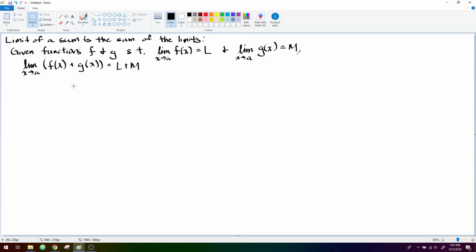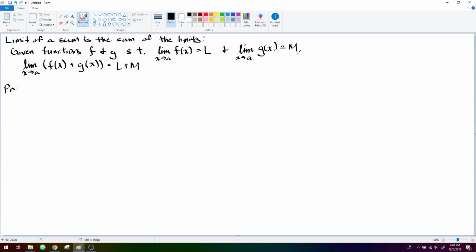And more precisely, this means if we have two functions, f and g, and we know beforehand that the limit as x goes to a of f of x is some number L, and the limit as x goes to a of g of x is some number M, then if I were to consider the sum of the two functions and take the limit of that as x goes to a, then the answer I'm going to get, one, it exists, and it's also just equal to the sum of the individual limits.